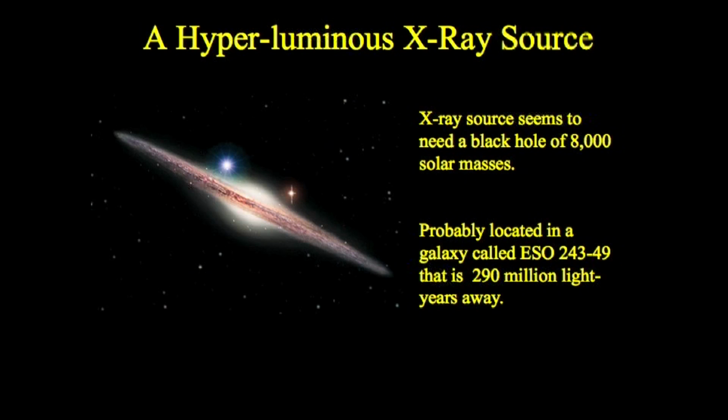But this source is actually in another galaxy called ESO 243-49, 249 million light years away, but this is an artist's conception, not a picture, and there seems to be an X-ray source associated with this galaxy that would require an 8,000 solar mass black hole. There's actually a little issue with this because I don't think they've adequately ruled out that the source really is associated with the galaxy. It could be something in our own galaxy or something much farther away.